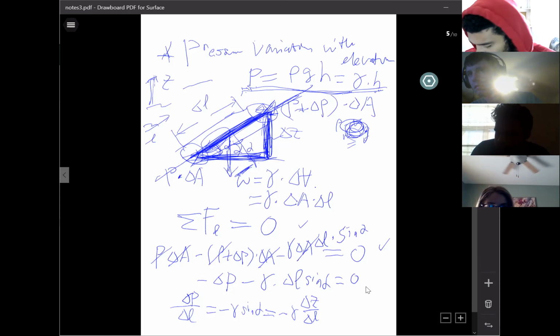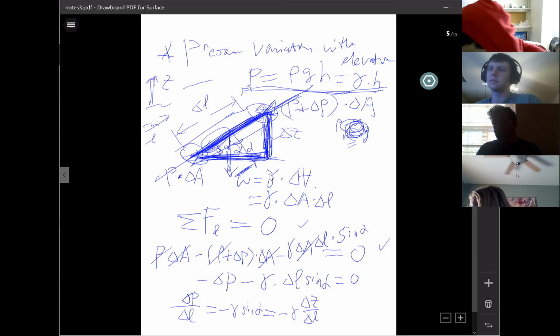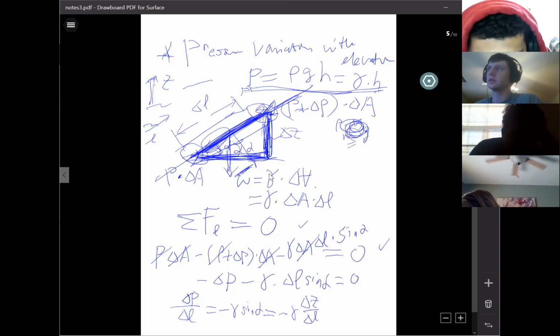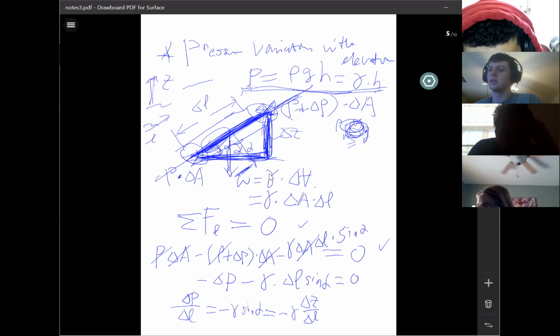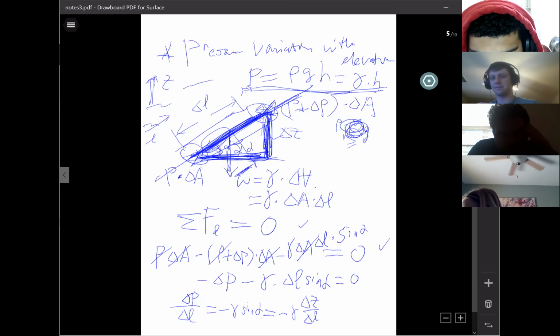Everybody follow me? Sine alpha is delta z over delta L. That's good. We'll get rid of sine alpha. I hate sine alpha because alpha is an arbitrary angle. In different problems, you cannot have an arbitrary angle there. Look at this equation right now. You have delta L in the denominator on both sides. Delta P over delta L now equals negative gamma delta Z over delta L. So can we cancel the delta L?